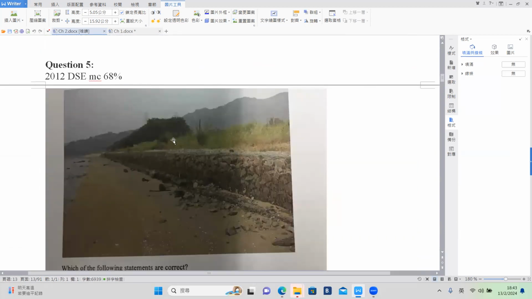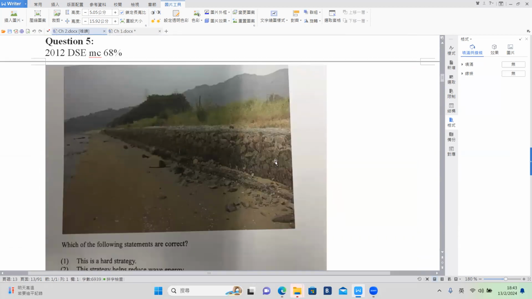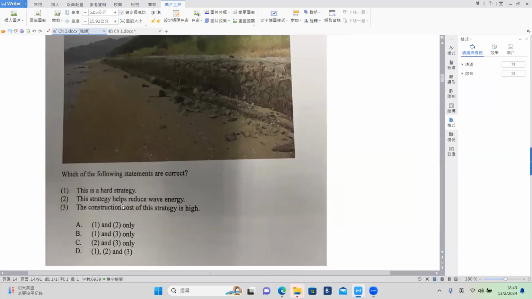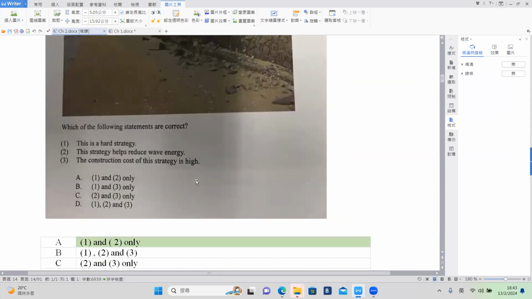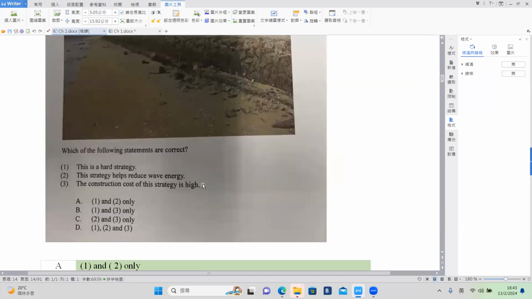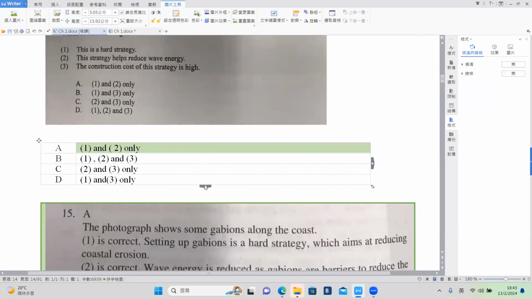Okay, this one is gabion. You can see right here. I know it's quite dark here, but you can see there's some cage along with the rock. Then this is gabion. It is really going to reduce the wave energy, but the construction cost of this strategy is relatively lower than the seawall, breakwater, this kind of stuff. Then A, it should be A.